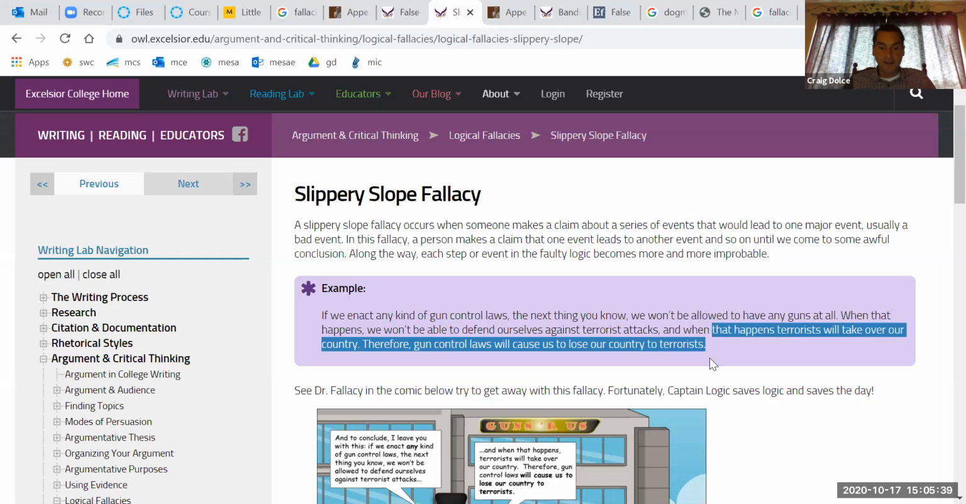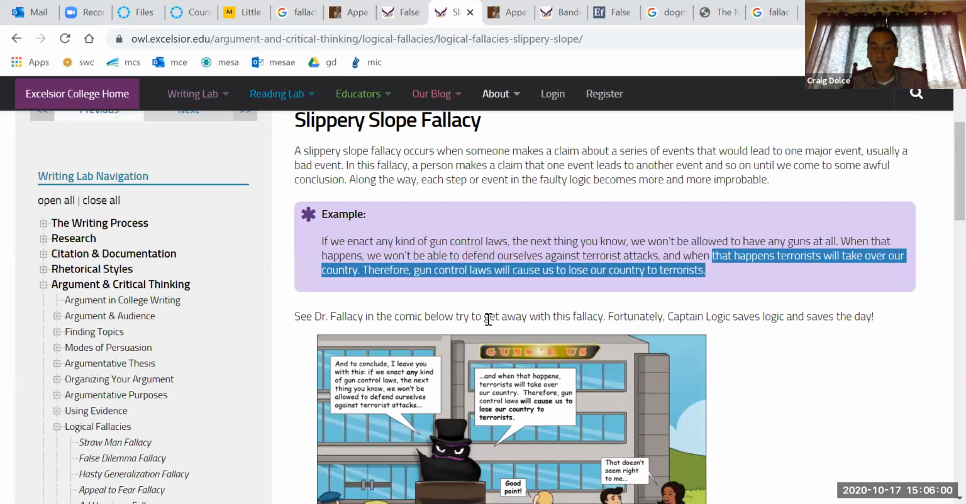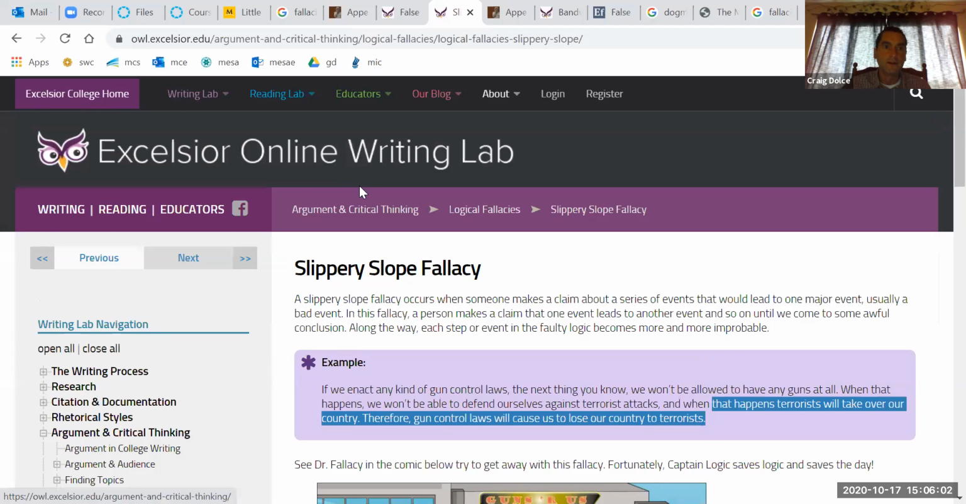Again, I hate to keep coming back to it, but a lot of times presidential or political candidates will use the slippery slope to scare people in some ways into making or not making a decision because of an exaggeration of possible consequences. And again, we see another example on Excelsior Online Writing Lab.